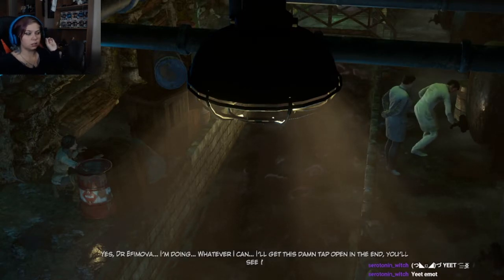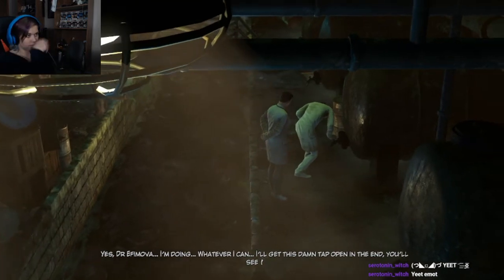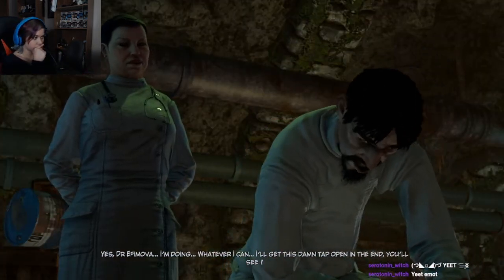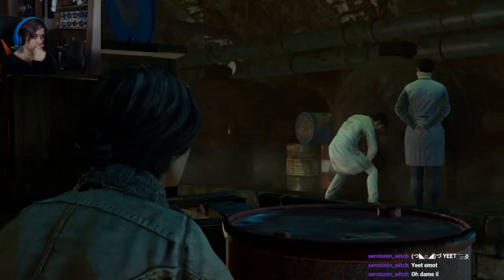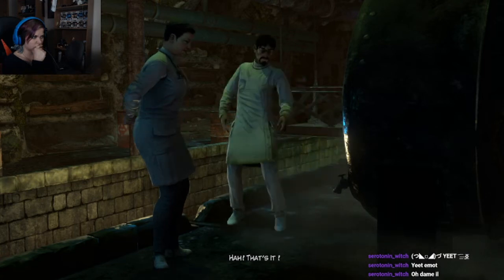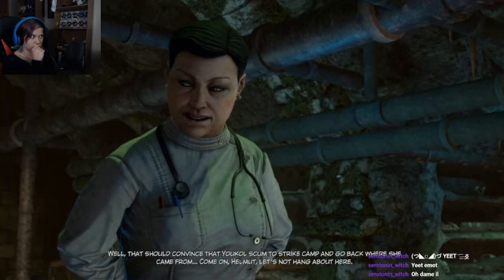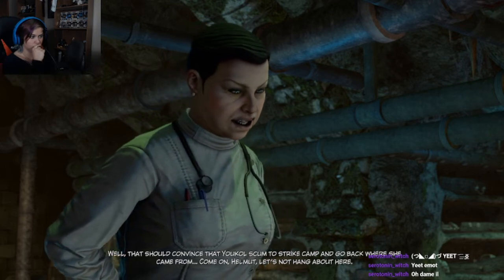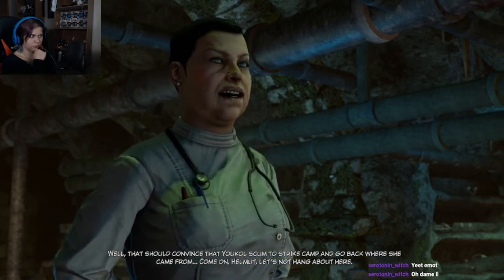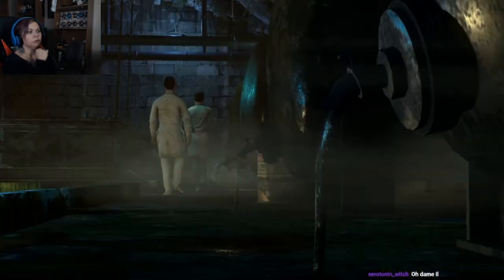Yes, Dr. Elfimova. I'm doing whatever I can. Get this damn tap open in the end, you'll see. That's it. Well, that should convince the Yukon scum to strike camp and go back where she came from. Come on, Helmet. Let's not hang about here. Yes, of course, Dr. Elfimova.